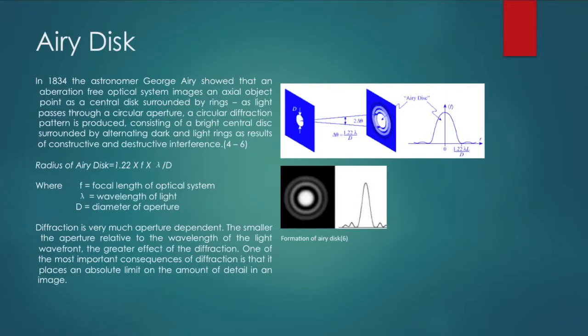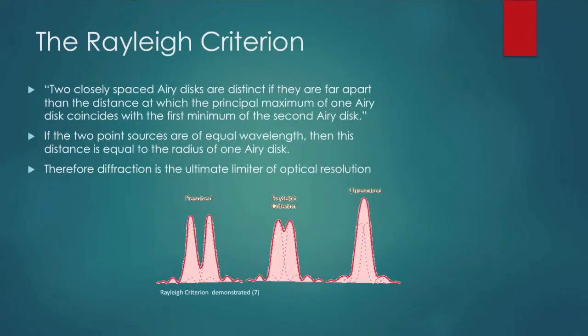And as I have stated above, diffraction is very much aperture dependent, and the smaller the aperture relative to the wavelength of the light, the greater the effect of diffraction. One of the most important consequences of diffraction is that it places an absolute limit on the amount of detail in an image. And what does that mean? Now, the radius of the Airy disk has an important implication in ophthalmology.